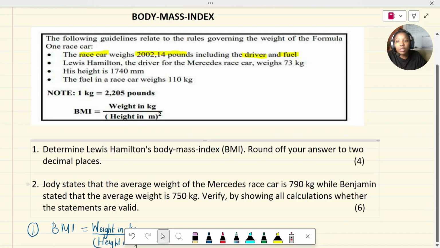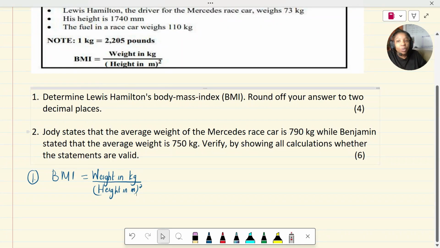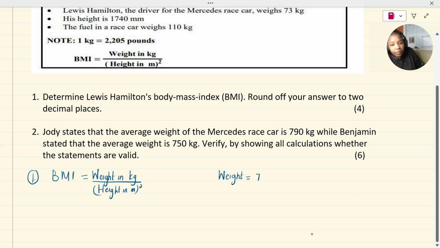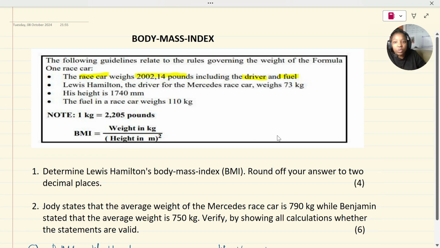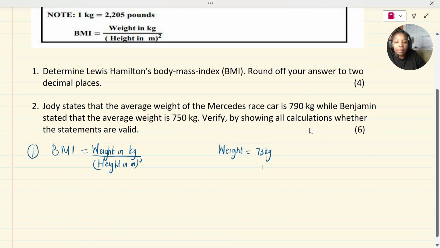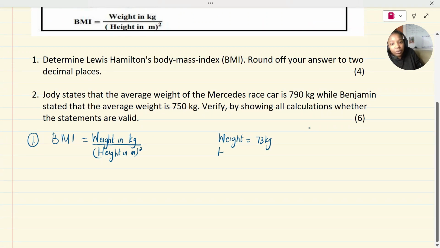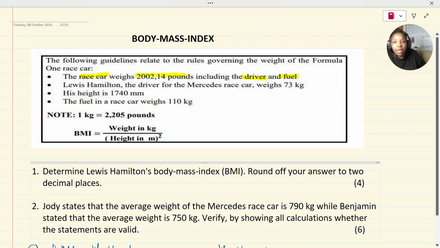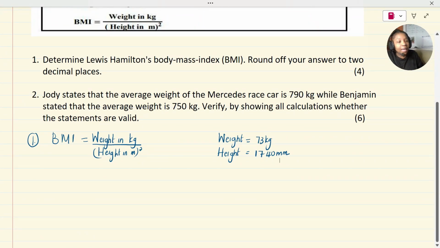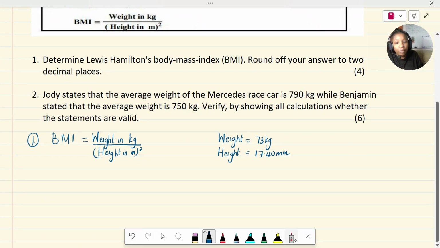So from the information at the top, what are we given? We're given Lewis Hamilton's weight. So we know that Lewis Hamilton's weight in kilograms is equal to 73 kilograms. And we're also given his height. We are told that his height is equal to 1,740 millimeters. So already here we can see that we've got a problem, right? What is the problem? Our height is in millimeters. Our height needs to be in meters, not millimeters.